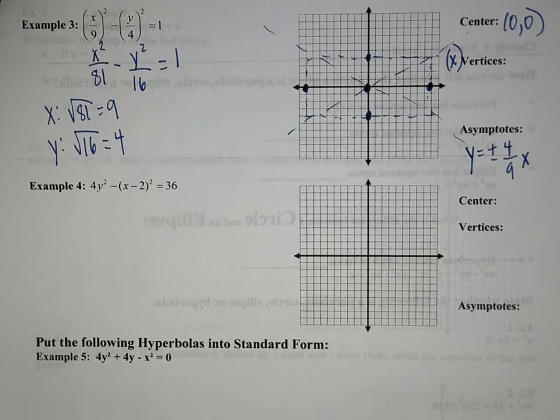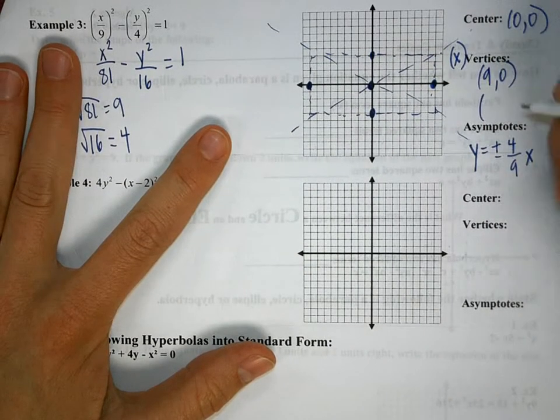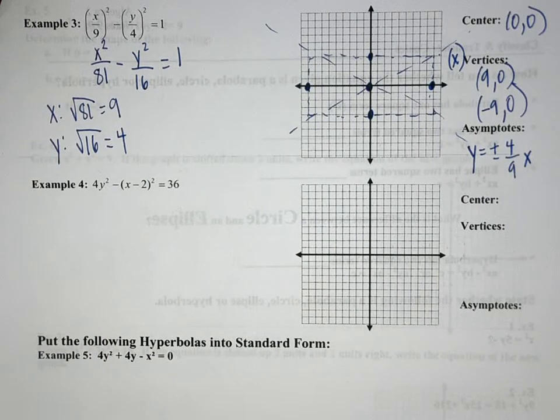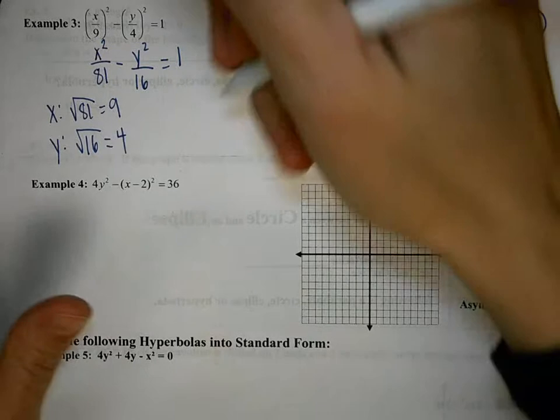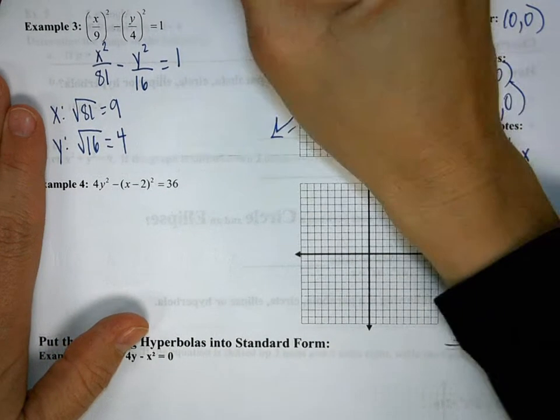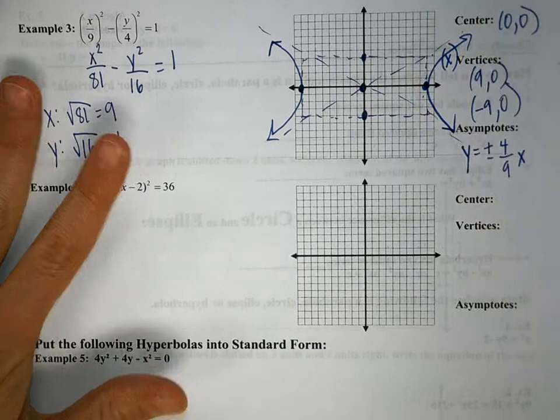Good. Okay, my vertices, we wrote, my vertices are on my x-axis. So what are the points on my x-axis? 9, 0, and negative 9, 0. Very good. Which means which direction will my curves be? On the x-axis. So they're going right and left. So there's my curve. And we're done.